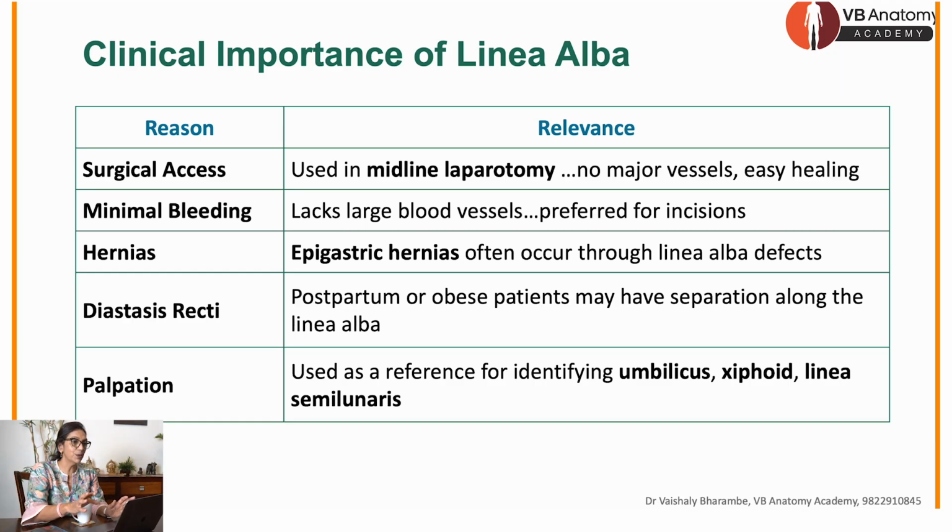For example, how does the linea alba matter? It matters because it's a bloodless plane. It allows for a midline laparotomy. It's a site where you take an incision, and there'll be minimal bleeding. So these are all the significances which are written in these slides. It's a site for epigastric hernias. It's a site for diastasis of the recti. And so on. So please pause the video here and do read all this.